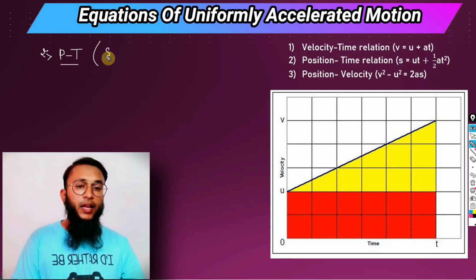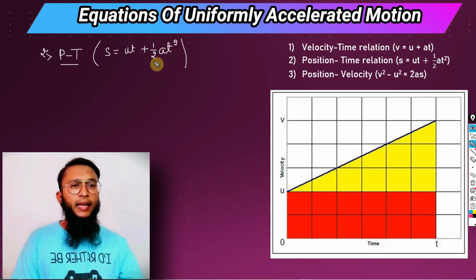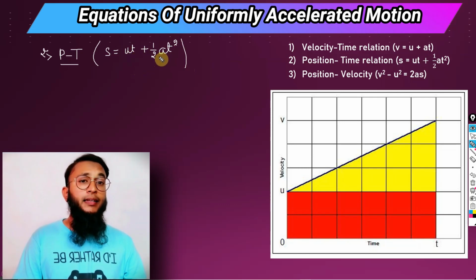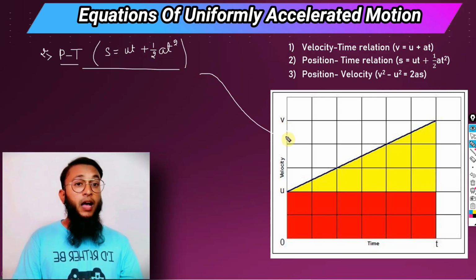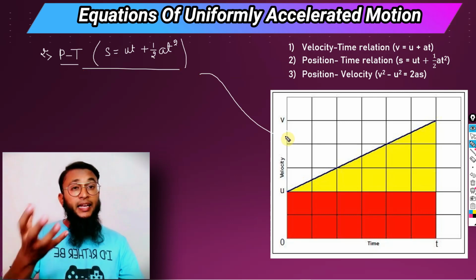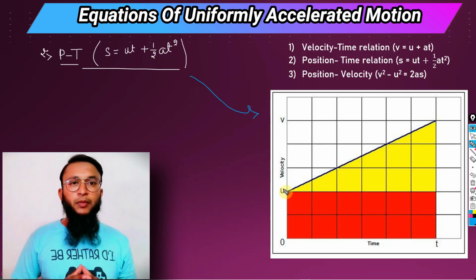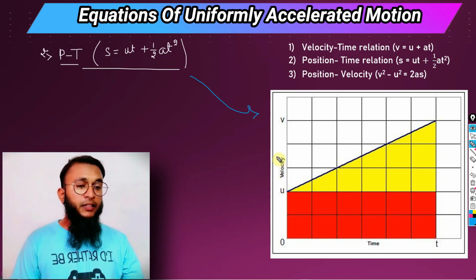And here we can write the formula S is equal to ut plus half at square. As we know, S is referring to the displacement, u is initial velocity, t is time, and a is acceleration. To solve this equation, we need to have a look at this graph. As I already told you, today's topic is deriving the equation through the graphs. So to solve this position and time relation, we need to have a look at the velocity-time graph. Here the velocity is plotted on the y-axis and time is plotted on the x-axis.